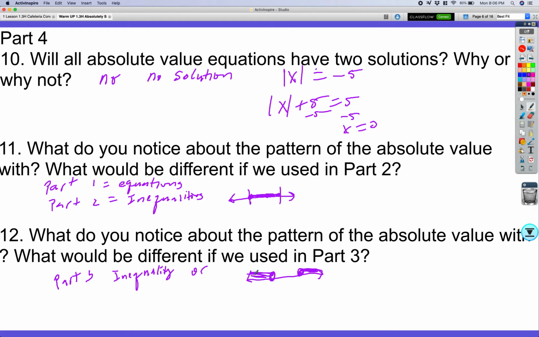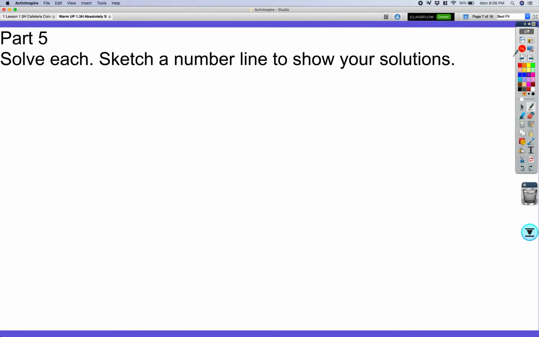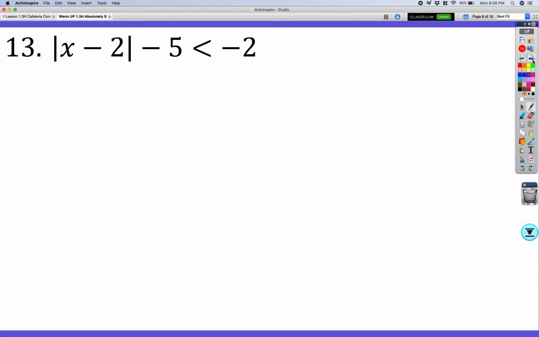So it would go like this. If I said, hey, if you want help on your test, come see me before 8 o'clock or after 2 o'clock, either one of these is a good solution. So let's go ahead and solve each and sketch a number line to show.